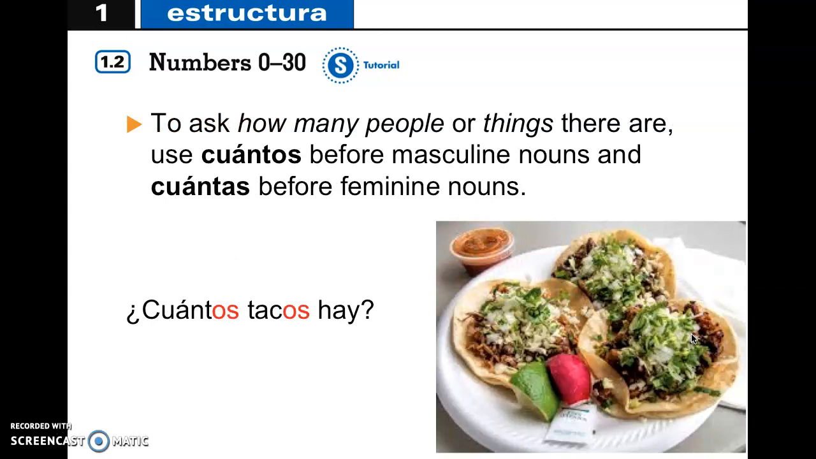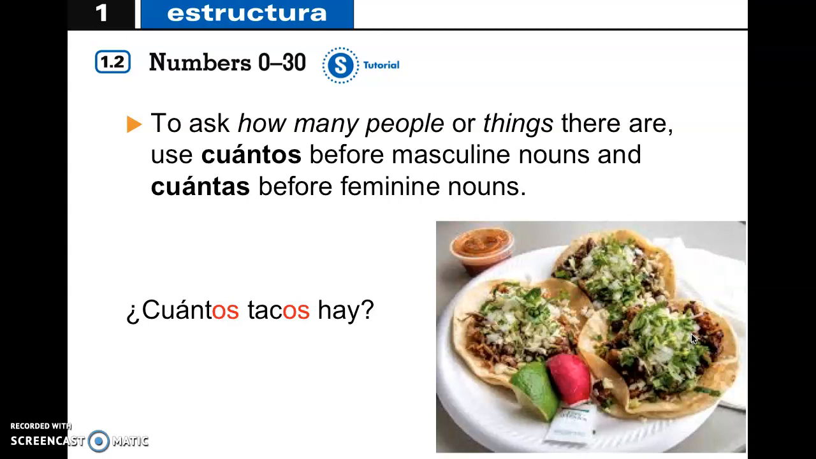Which leads us to the next point, right? So you have numbers, beautiful, but you don't go around the world just saying numbers. You want to ask about numbers. You want to ask about how many things there are, right? How many people there are in a classroom, or how many, I don't know, tacos are on that plate, right? You use cuántos to express how many. Cuántos and cuántas. And here again, we run into this issue of having cuántos before masculine nouns and cuántas before feminine nouns.